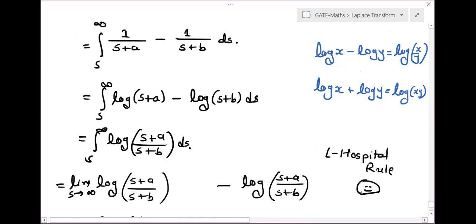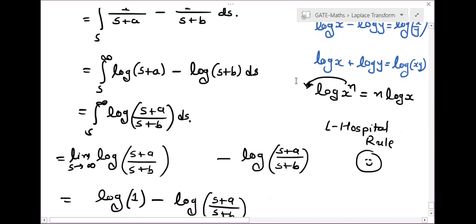You should know this as well. And with L'Hopital rule, here also let me show you one formula of log. If there is a power inside of log, we can take this power outside of log as a multiplication. So log x to the power n can be written as n times log x. First, this should be clear.